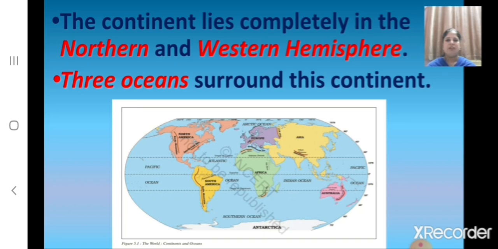And how many oceans surround this continent? 3 oceans surround this continent. Can you name these oceans? The Arctic Ocean in the north, the Pacific Ocean in the west, and the Atlantic Ocean in the east surround the continent of North America.